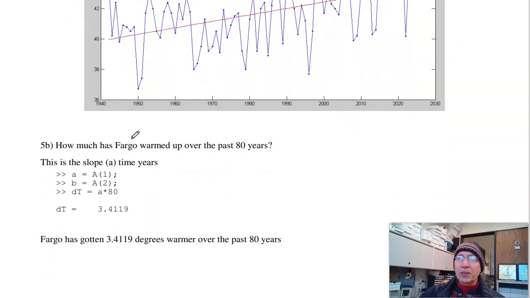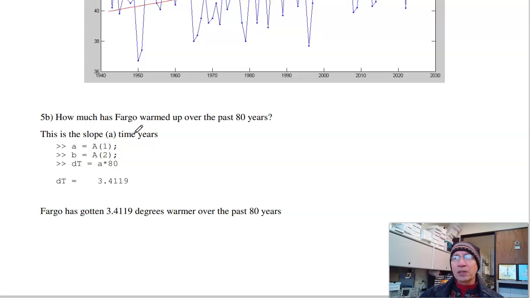With that, I can answer questions like, how much has Fargo warmed up over the last 80 years? Here's the slope, the first element, the slope times 80 years. Fargo's gotten about 3.4 degrees warmer over the last 80 years. What does that mean? I don't really know. It could just mean that Fargo's grown. Cities are warmer than the countryside. Could mean that Fargo's grown over the last 80 years. It has. Could mean that the climate's changing. I don't really know.